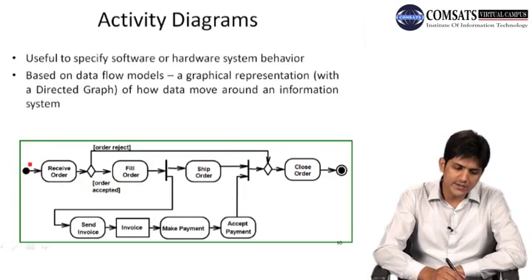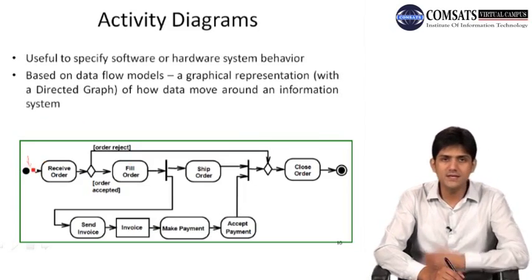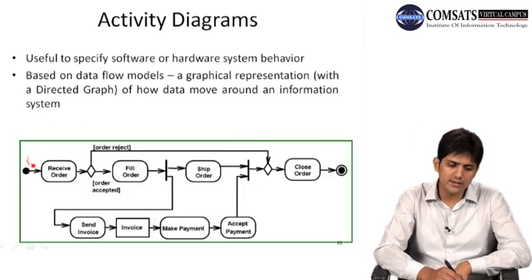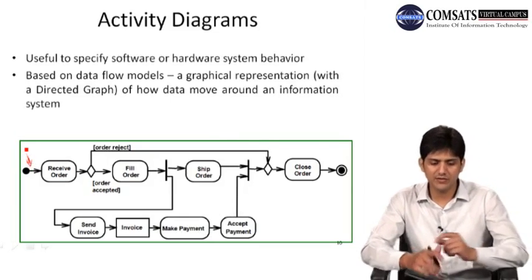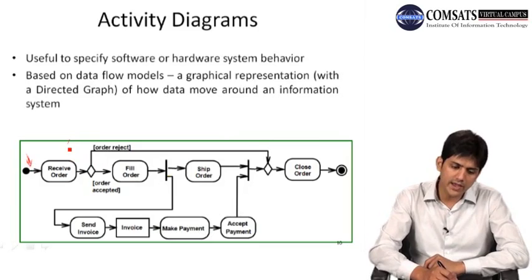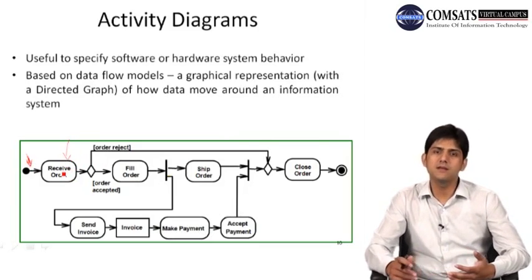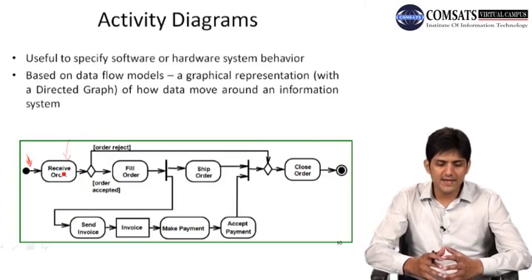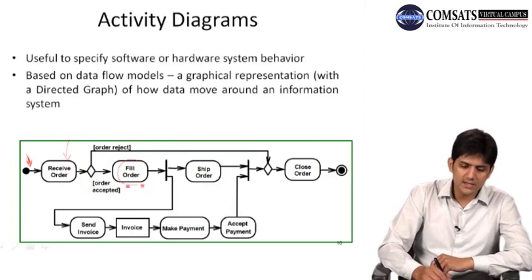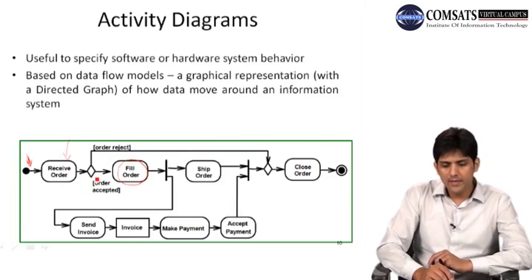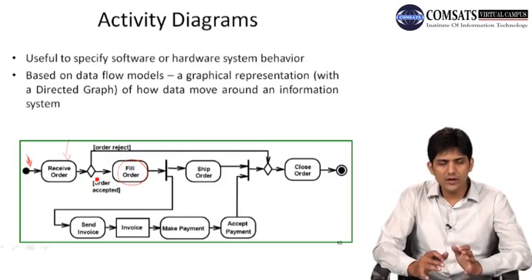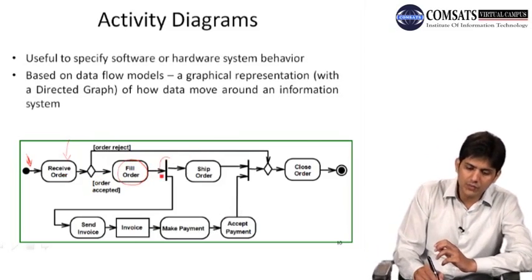You will see in the coming slides that this is called the starting state of an activity diagram. We'll actually see the name of that, and these are the activities. First of all, you receive an order, and then you have a decision box. If the order is accepted, then you fill the order, and once the order is filled, you have what we call forking.